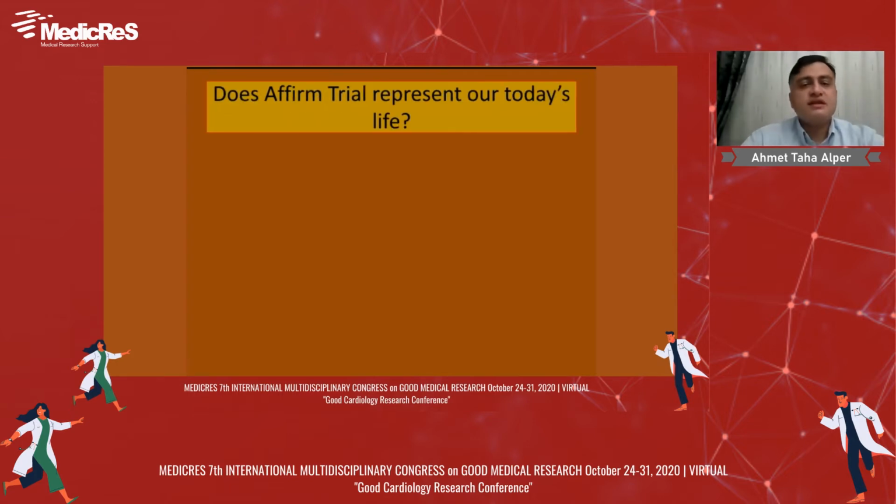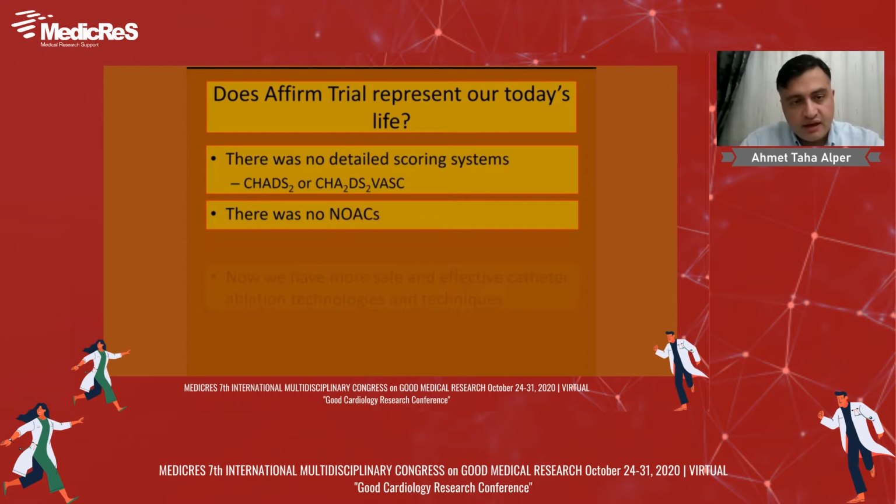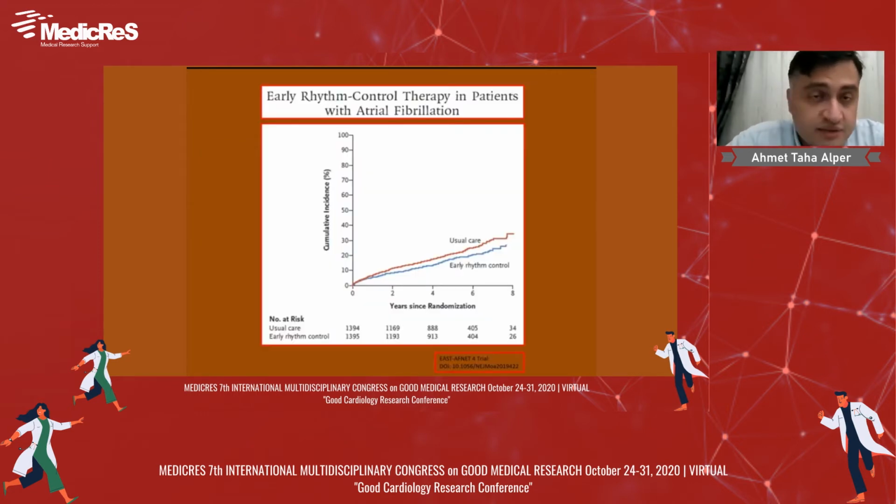But the question is, does the AFFIRM trial represent our life today? At that time, there were no detailed scoring systems, such as the CHADS2 or CHA2DS2-VASc score. There were no NOACs, and now we have more safe and effective catheter ablation technologies and techniques. And recently, the EAST-AFNET 4 trial has been published, and they showed that early rhythm control strategy is better than usual care. So we see that a contemporary trial offers a counter-argument to the AFFIRM trial.